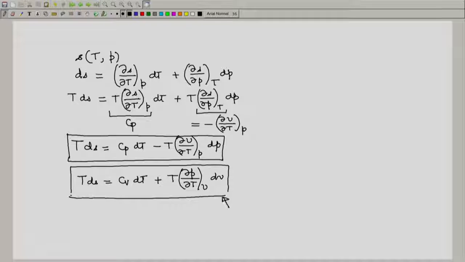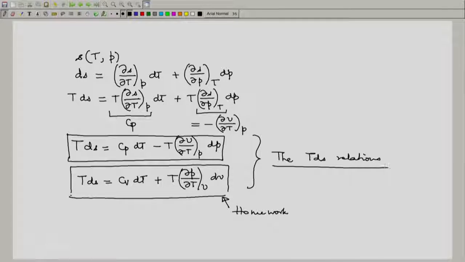So the second relation is to be derived as homework, and these two relations are known as the TDS relations. Thank you.